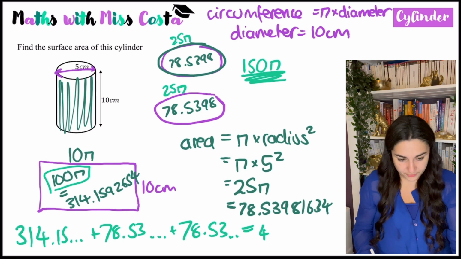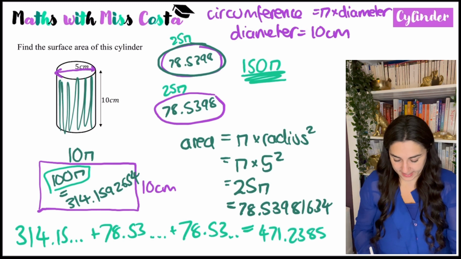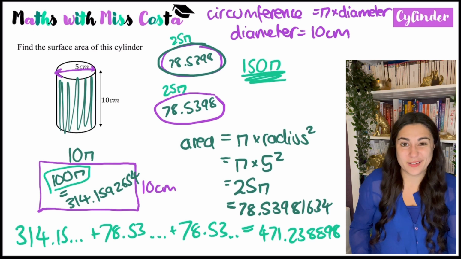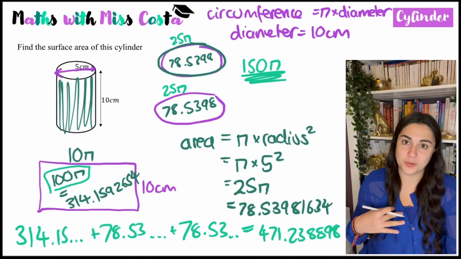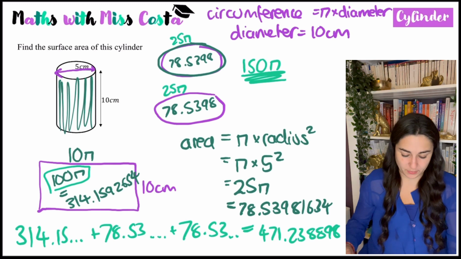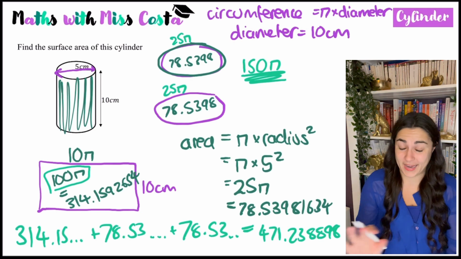or 471.238898. I would recommend working with pi until the very end, because it just means you don't have to work with all these decimals, but whatever way works best for you.